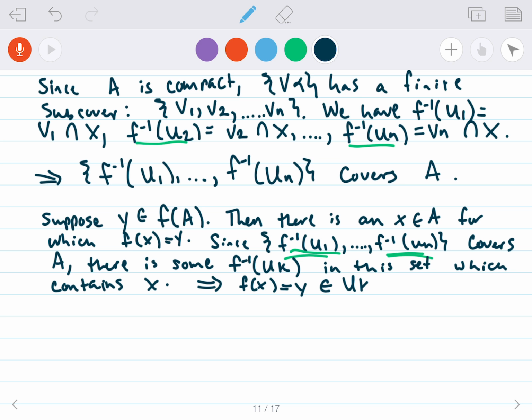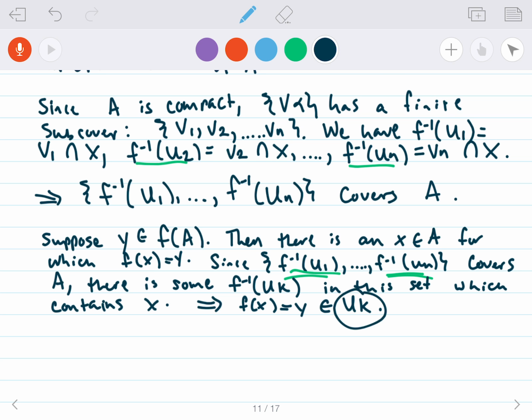So we're just playing games here with the image and the pre-image. Okay, well, what does that mean? UK, K is going to be 1 through N. It's finite. And so what that means is that we took an arbitrary element in the image of A, and we found that it was contained in the union of finitely many sets, U1 through UN. So it's in one of those UKs.